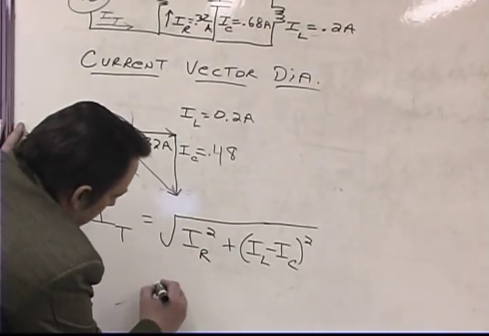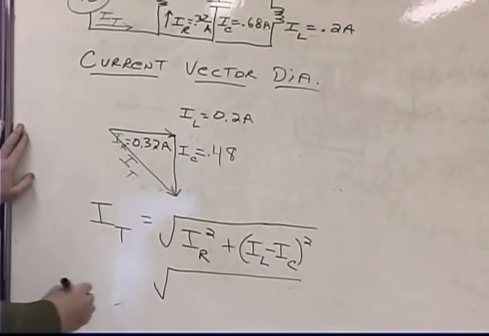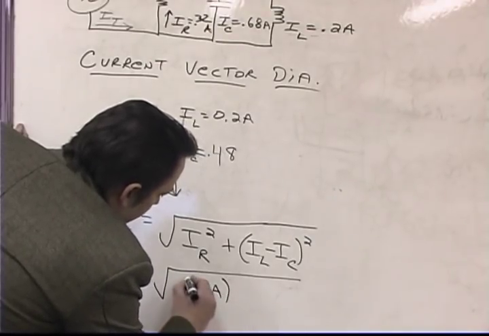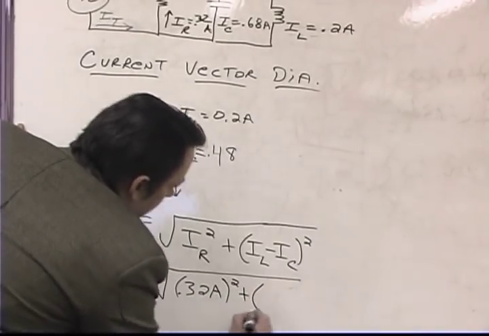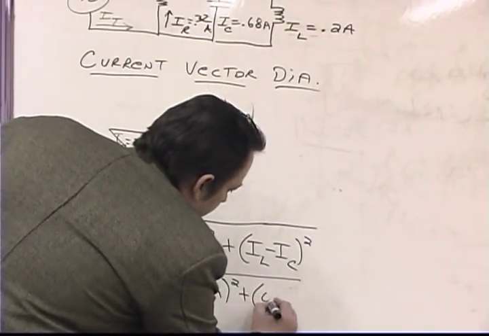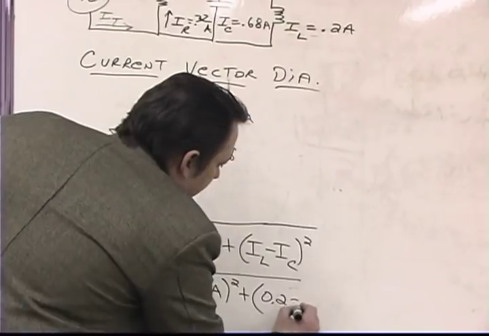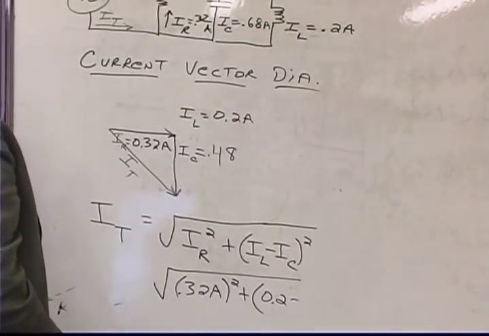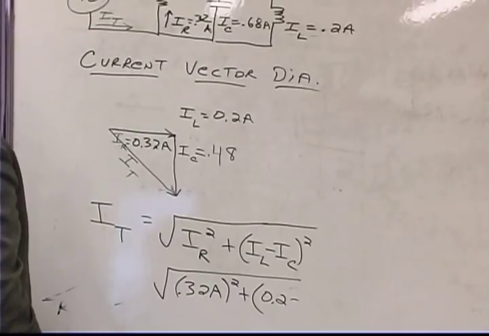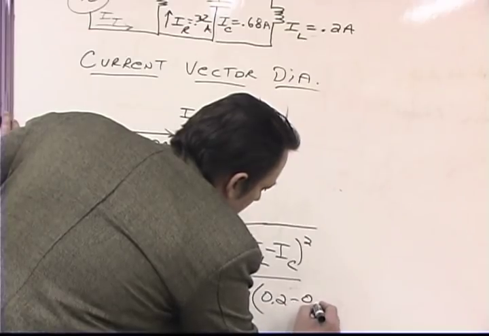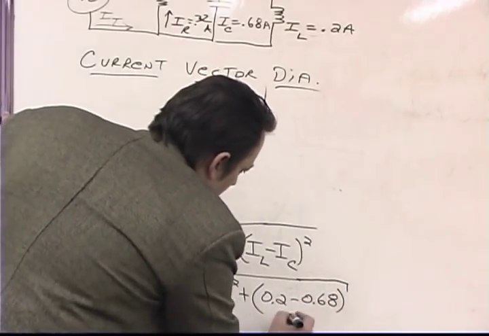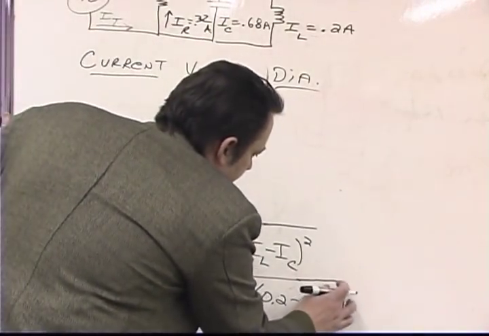The current to the resistor was 0.32 amps, so the current to the resistor is 0.32 amps, quantity squared, plus the current in the inductor. This is the original inductor current, which was 0.2, minus the current in the capacitor, which we found to be 0.68. Just for room's sake, I left the unit out, but this would also be in amps. And this is squared.